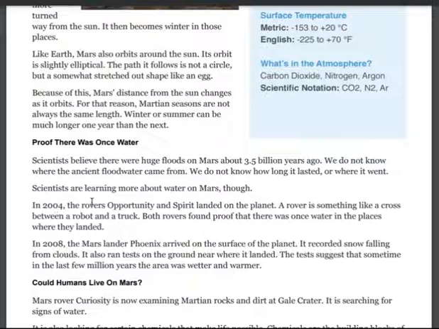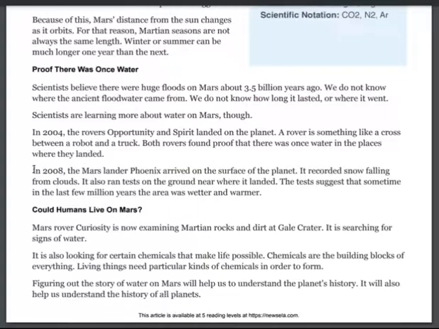In 2004, the rovers Opportunity and Spirit landed on the planet. A rover is something like a cross between a robot and a truck. Both rovers found proof that there was once water in the places where they landed. In 2008, the Mars lander Phoenix arrived on the surface of the planet. It recorded snow falling from clouds. It also ran tests on the ground near where it landed. The test suggests that sometime in the last few million years, the area was wetter and warmer.